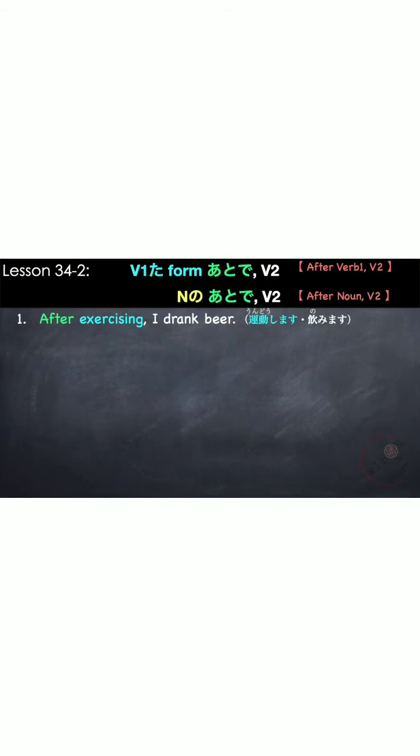So our verbs are exercise or undo shimasu and drink, nomimasu. So using the pattern above, verb ta form. So we say undo shita ato de. Verb 2 is I drank beer. ビールを飲みました。運動した後でビールを飲みました。Again, 後で means that the second action happened sometime after the first one, so not necessarily immediately.